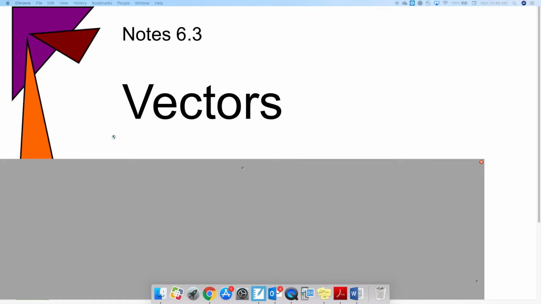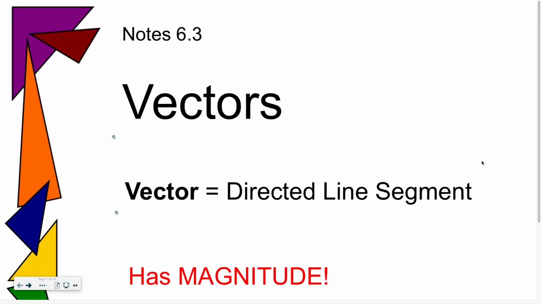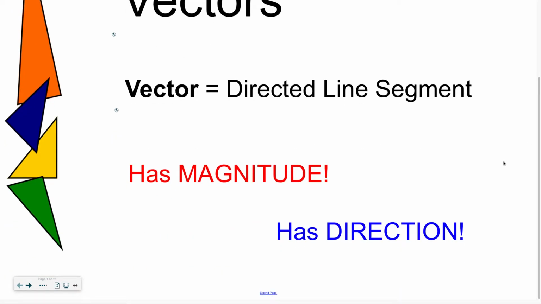But I think we could all fill in the first two blanks. A vector is a directed line segment that has what? Direction and magnitude, yeah. It's a directed line segment. It has magnitude, it has direction.